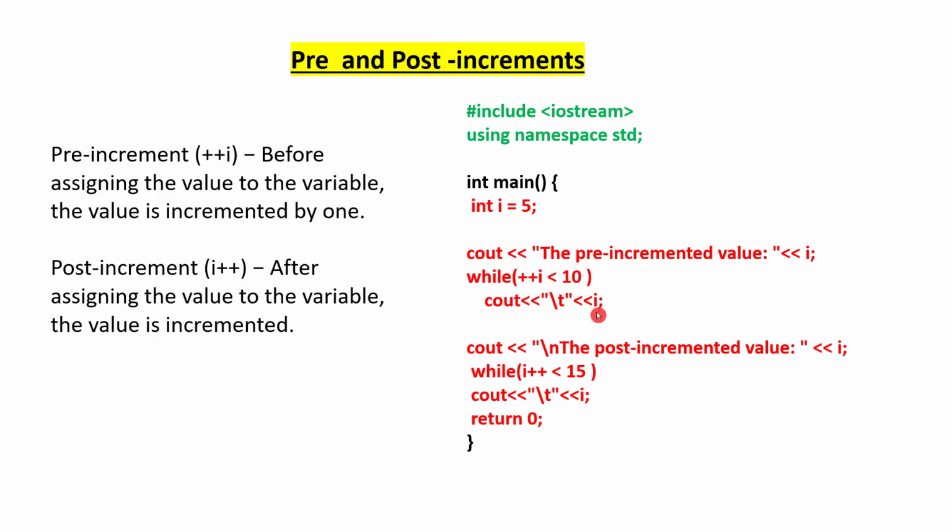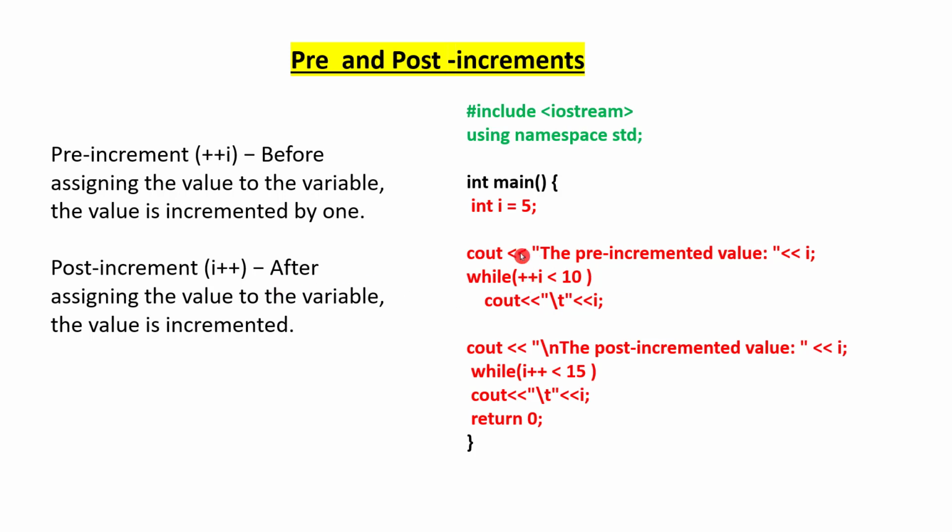I. Okay, so this is actually a tab. Tab means a white space is created in between. So the 5 will be incremented in this statement, while plus plus I. Plus plus I is a pre-increment. So when this condition is executed, the value will be 6, because in the pre-increment the value is increased directly here. So the first output will be 6.